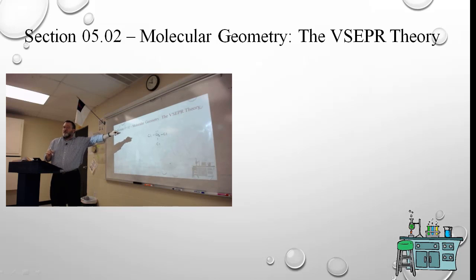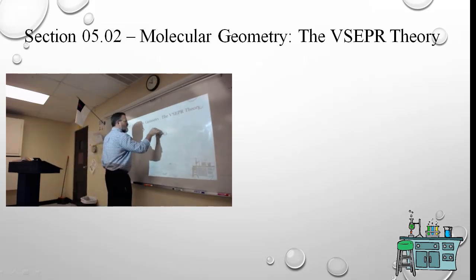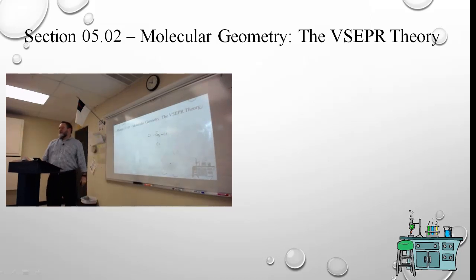Oh, it would be a tetrahedral if I had 4 bonds. I've got 4 connecting points, 1, 2, 3, 4. One of those connecting points has an unbonded pair. If I had 4 bonds, it would be a tetrahedral, but I don't. I have 3 bonds and an unbonded pair, which means my shape is now a trigonal pyramidal, or just pyramidal.